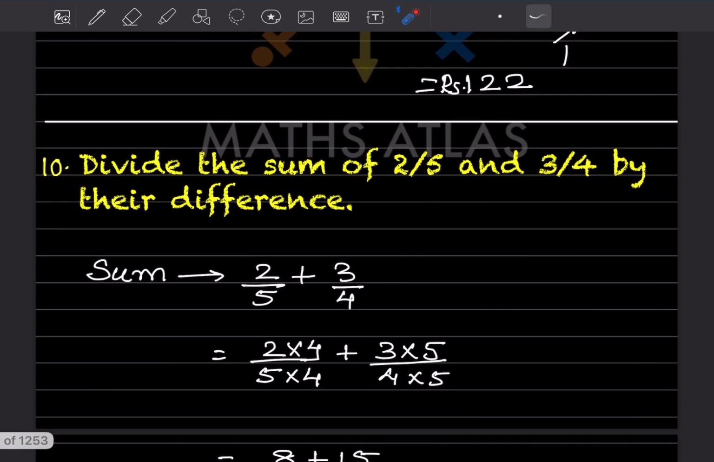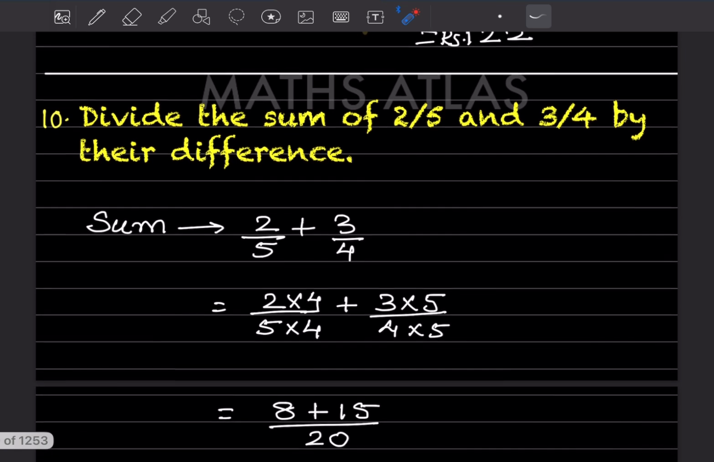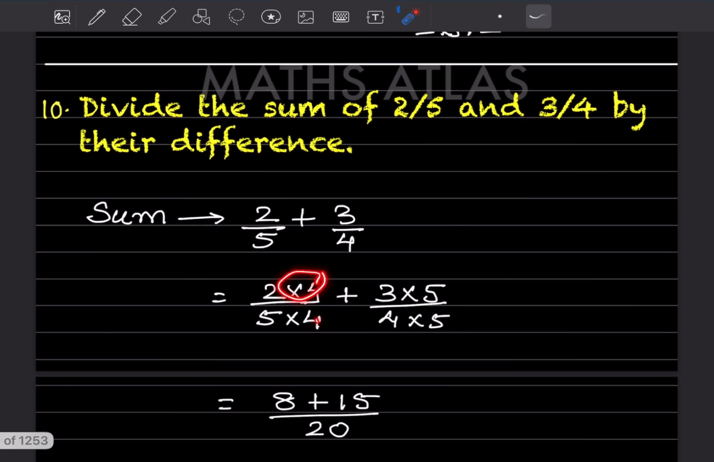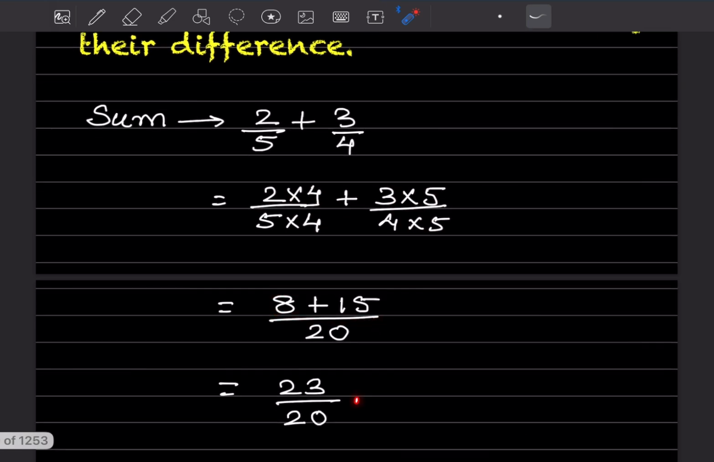Divide the sum of 2 by 5 and 3 by 4 by the difference. So first, we'll take the sum of these separately. So 2 by 5 plus 3 by 4, sum means you are going to add. You can see the denominators are different, so multiply this by 4 and this also by 4, and here it will be 5, this also by 5. So this is going to be 8 plus 15 by 20, which is 23 by 20.